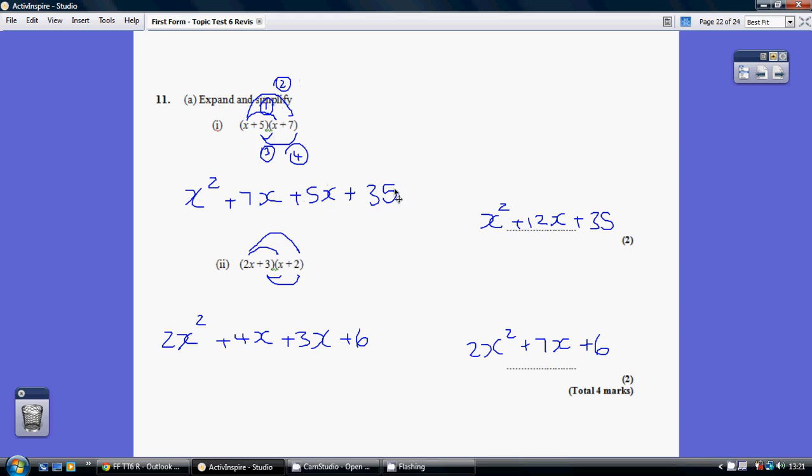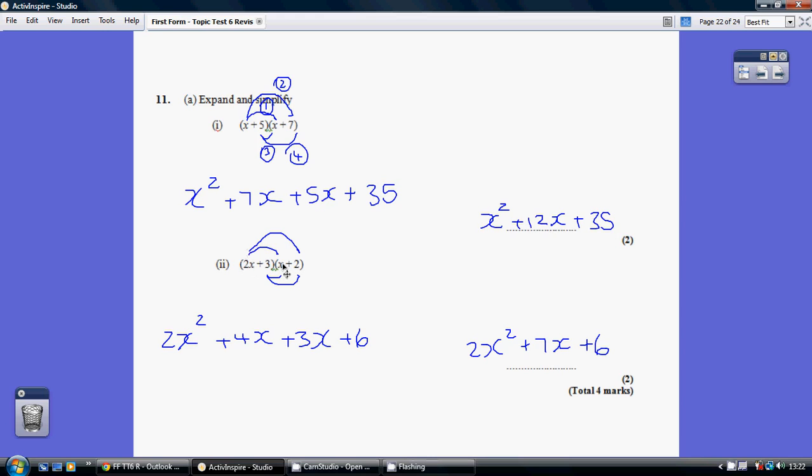So we gather together the similar terms. So look, we've got some x's here and some x's here, so we can add those together. So we get x squared plus 12x plus 35. The final answer.